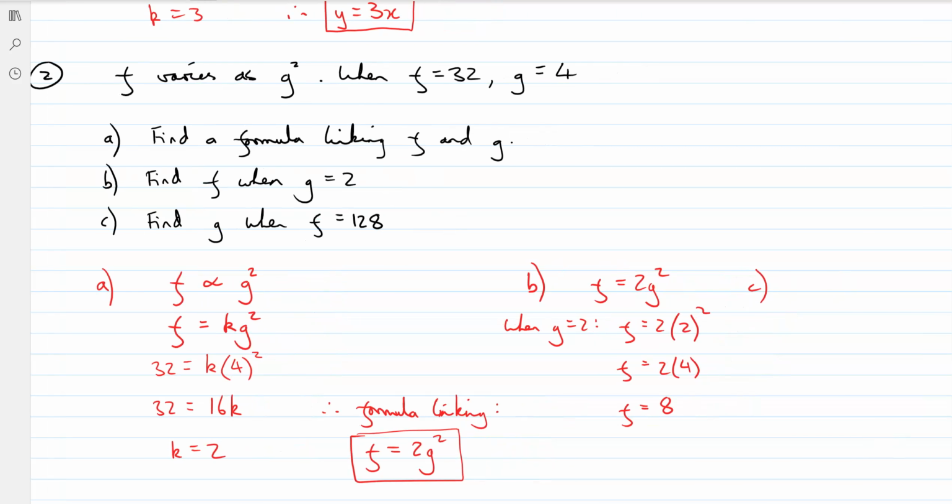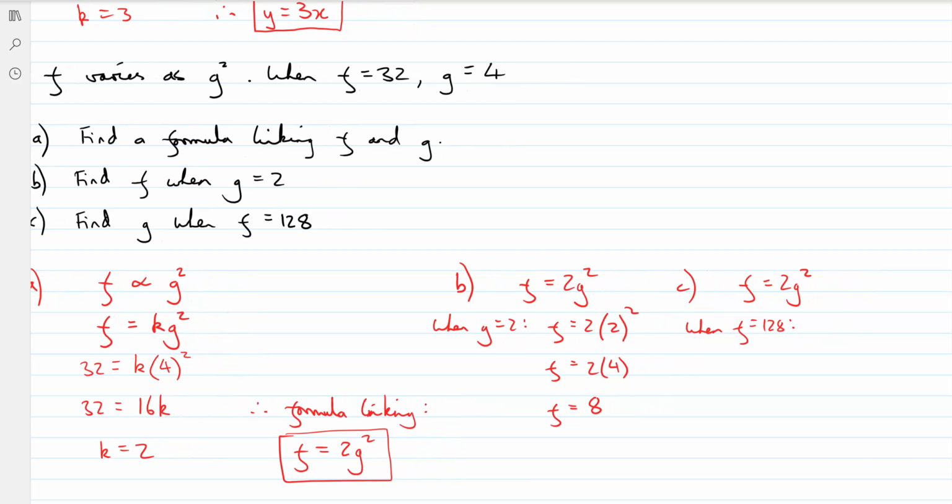Part C, find g when f is 128. So again, we're still using the same formula from the first part. This time, f is 128. So we'll put 128 in for f. Divide by 2, which is 64. And then we square root both sides. And we should really get plus or minus 8. Okay, and they normally specify in the question whether they want a positive or negative answer. That's it.